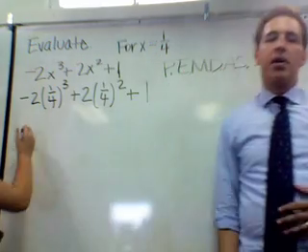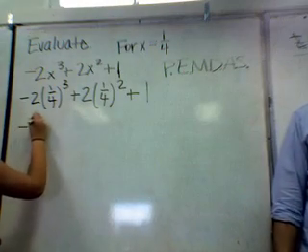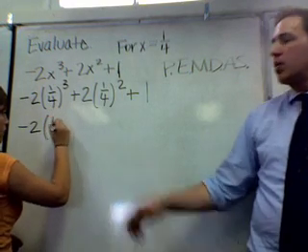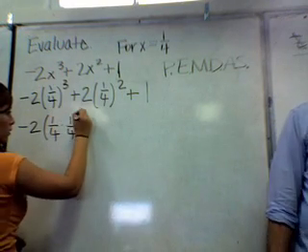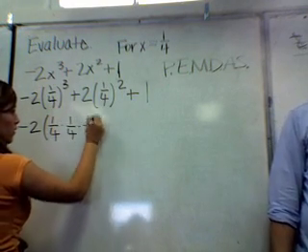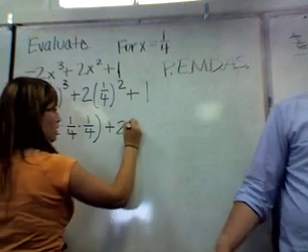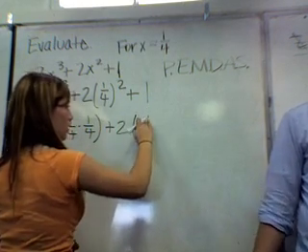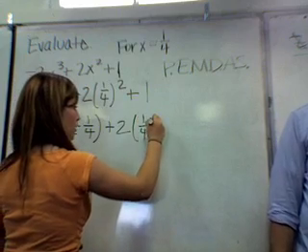Negative 2, and then put a parenthesis, negative 2 times 1 quarter times 1 quarter times 1 quarter. This is the long way, but it works. Plus 2, and then the same thing there. It's 1 quarter times 1 quarter, because that's what it says. You do that first, and then all that plus 1.